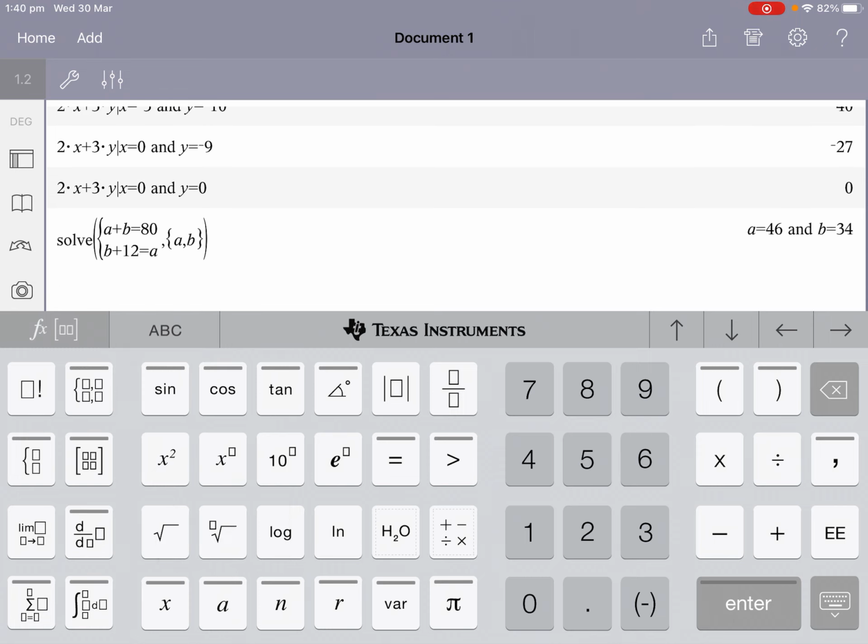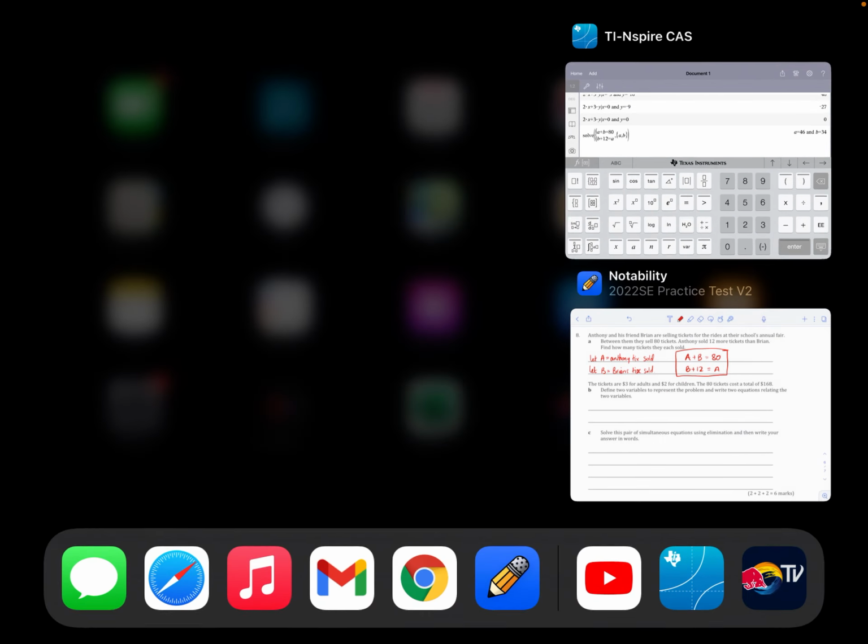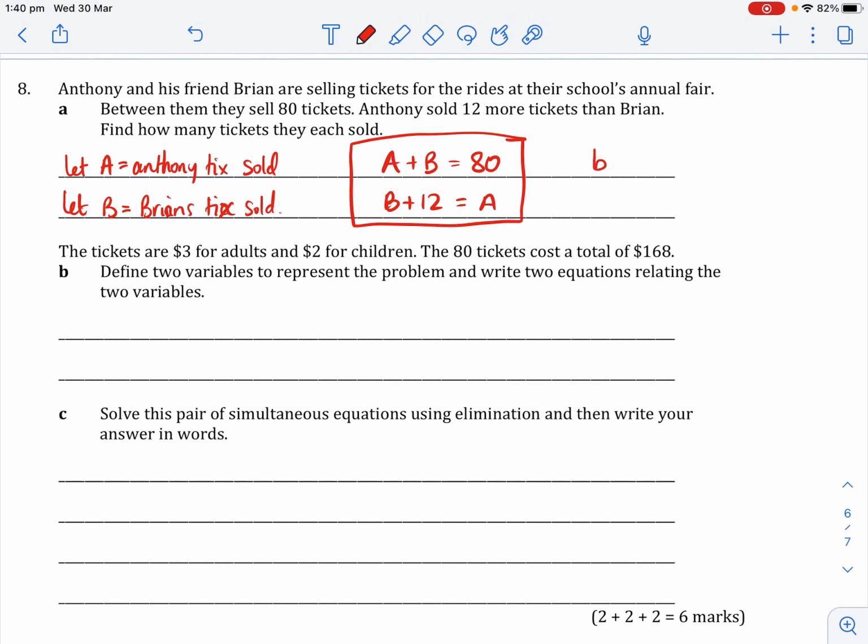Hit enter. So A is 46, B is 34, therefore Brian sold 34 tickets and Anthony sold 46 tickets.